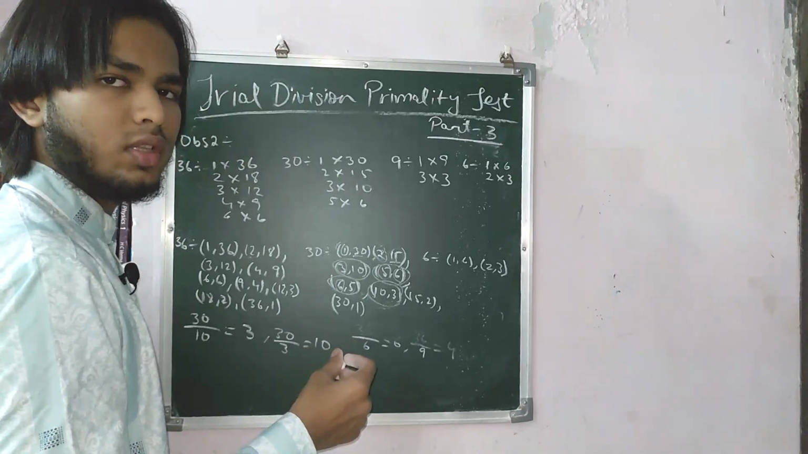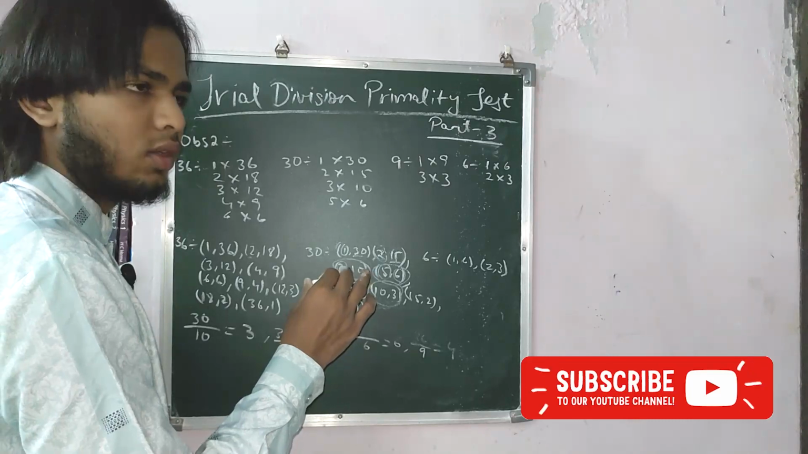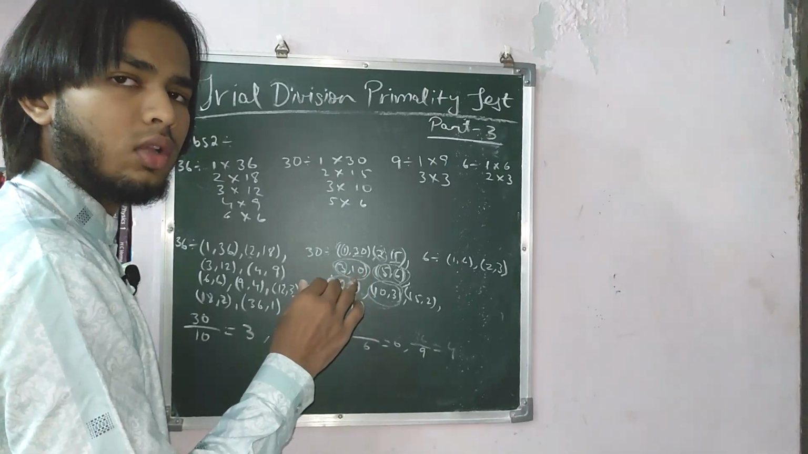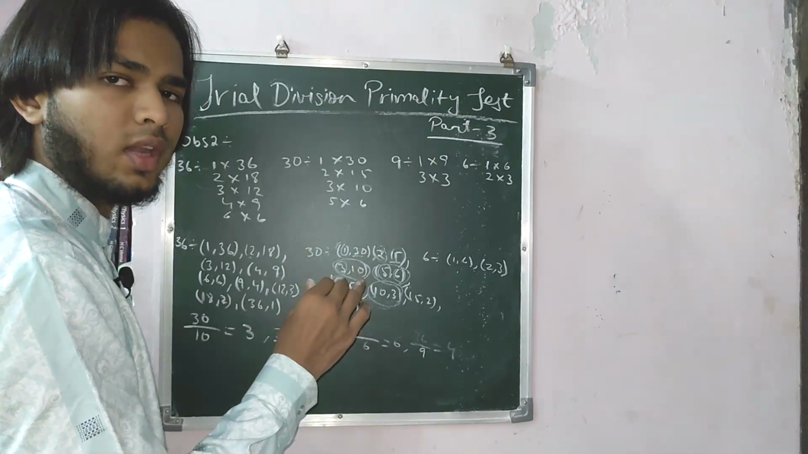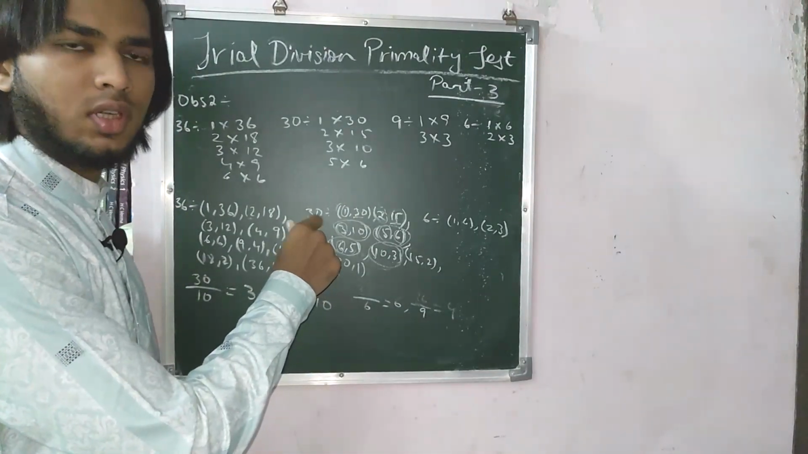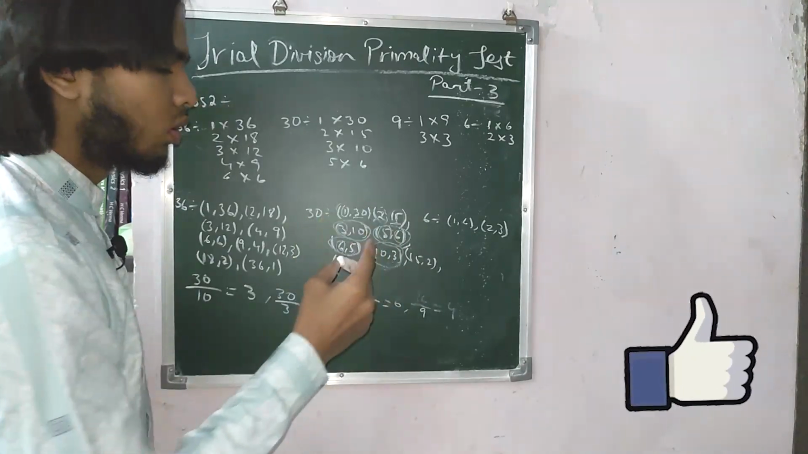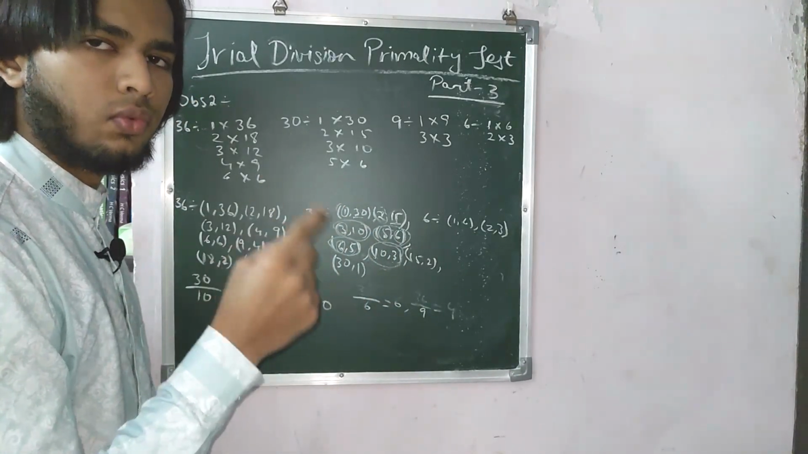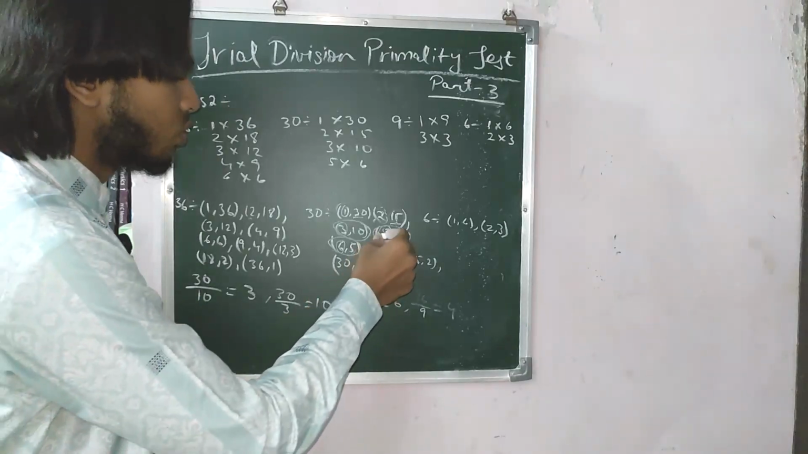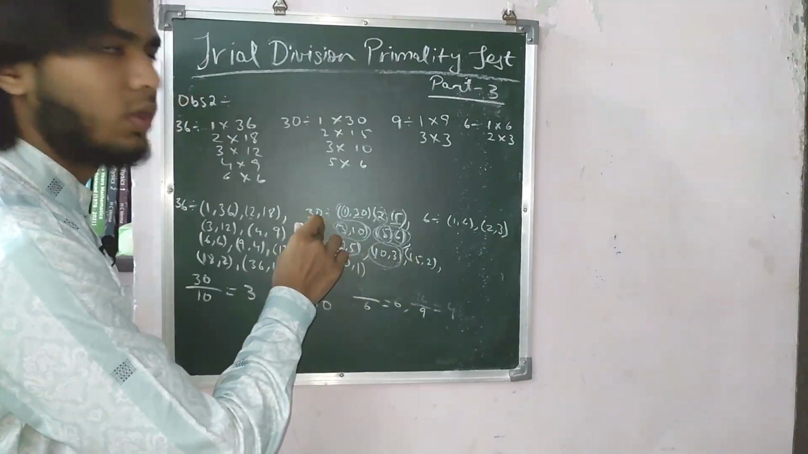In order to avoid this, we go up to a number such that when we reach it, all the pairs of factors are covered. In the case of 30, that number is 5. If we go 1, 2, 3, 4 and then 5, as soon as we reach 5, we cover every pair of factors of 30.